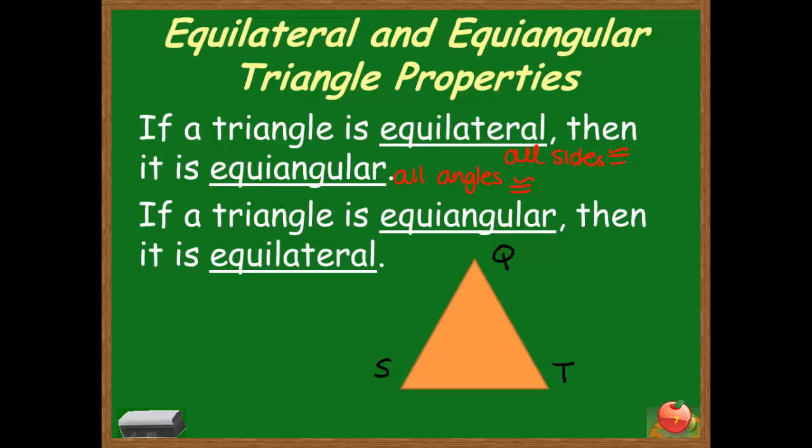All right, what is different about the second sentence? Well, the second sentence says, if a triangle is equiangular, then it's equilateral. So from these two sentences, we can decide that if they tell us about the sides, then we know about the angles. And if they tell us about the angles, then we know about the sides. So whenever we see a triangle that has all these angles marked congruent, we also know that all of the sides are congruent.